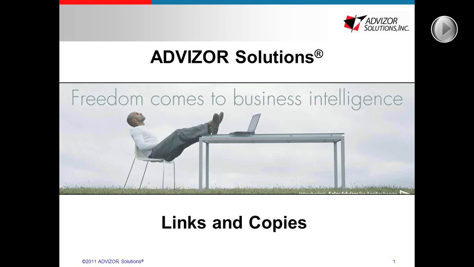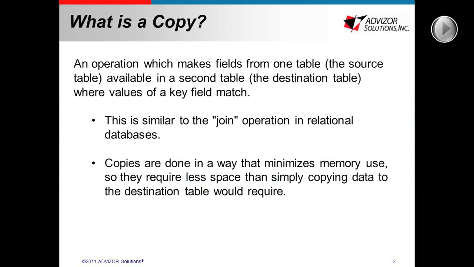In the advisor software, relationships between tables can easily be seen via 3 types of table transformations. The first 2 types are copies and links. The third, roll-ups, are covered in another video.